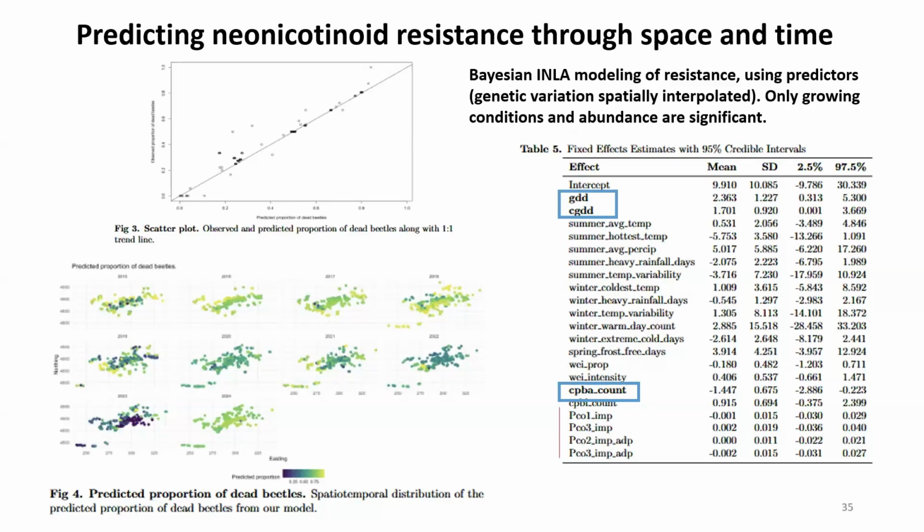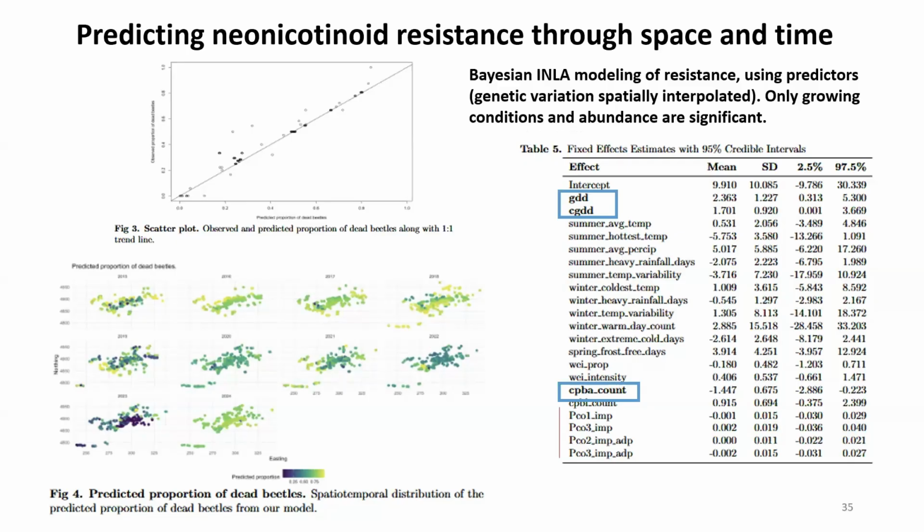These are the predictors in that model, and I've just boxed the ones that came out as statistically significant in terms of predicting insecticide resistance evolution, and that's the phenotype I'm talking about. What I have boxed is growing degree days, GDD, and cumulative growing degree days. So these are growing conditions. And then at the bottom, abundance, CPBA, is abundance count. Just below that, next to that red line, are all the genetic data, and they are not significant. They are not predictive. Big disappointment.